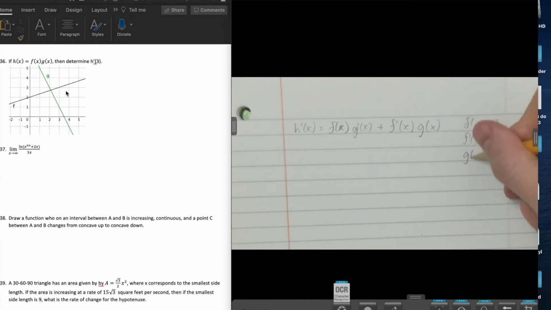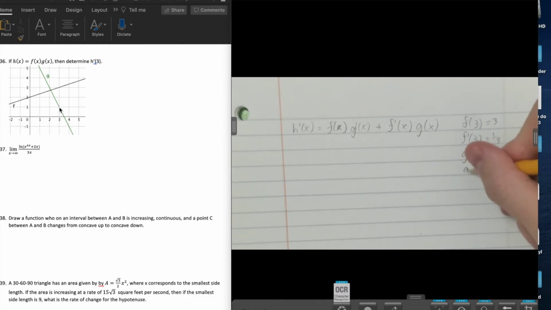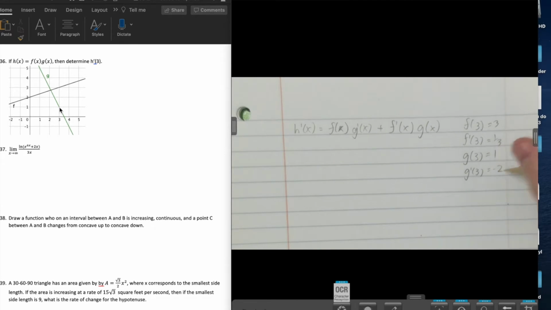Now let's investigate g of 3. G of 3 means the y value on g at 3, and that y value is 1. And g prime of 3 is the slope of g, and again, g is a line, so its slope is the same everywhere, and that slope goes down to right 1, so the slope is negative 2.